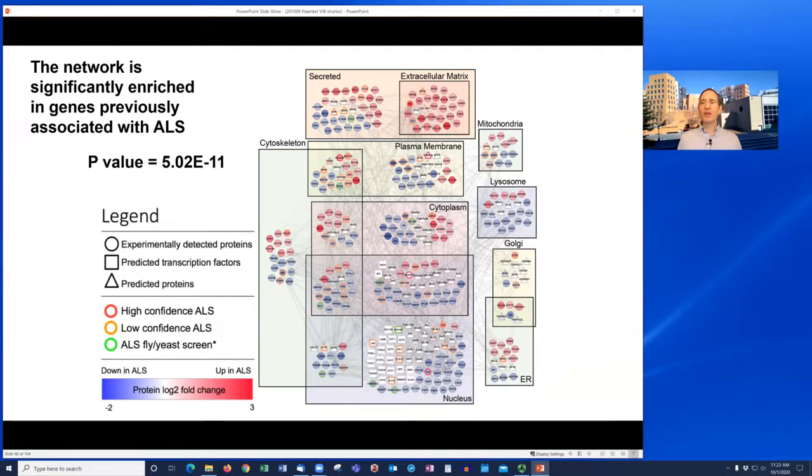And in this network, the color represents the change in the proteomics, or our signal from the predictions of the transcription factors, between the ALS and the control. And the borders around the molecules are colored based on whether there's prior genetic data, or whether it shows up in the Open Targets database that indicates it is related to ALS.